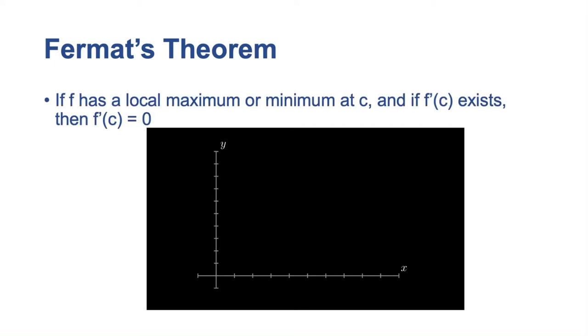Okay, so Fermat's Theorem says, if f has a local maximum or minimum at c, and f prime of c exists, that's important, if f prime of c exists, then f prime of c will be equal to 0. So essentially, what this is saying is that if I have a slope of 0 at a point c, then that's going to be a local maximum or minimum.